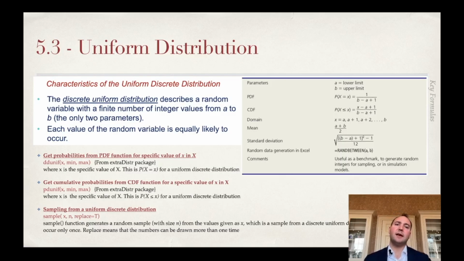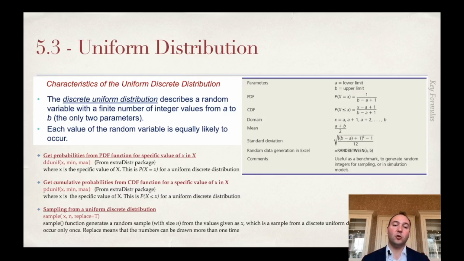All right, so let's look at specific discrete distributions. The first is the uniform distribution. The uniform distribution just means everything has the same probability. So, what are the characteristics? The discrete uniform distribution describes a random variable with a finite number of integer values from a to b, the only 2 parameters. What does that mean? Well, it means that we have a discrete number of outcomes, and those outcomes range from a to b.